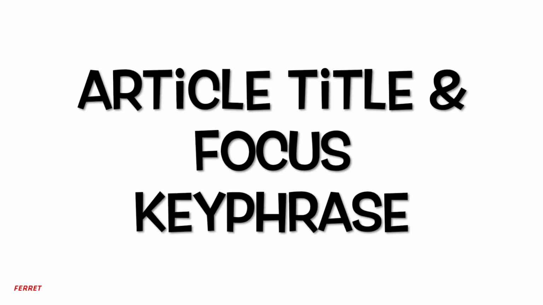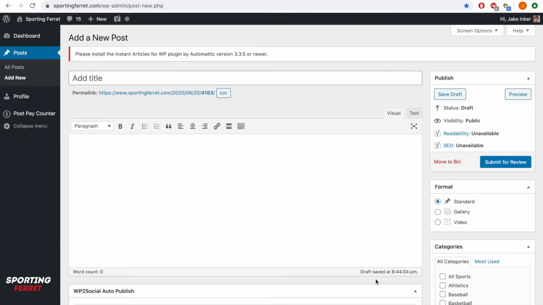So the first thing we're going to do is come up with an article title and figure out our focus key phrase. This is one of the most important things in terms of getting your article found in a search engine. The title and the focus key phrase obviously has to be in direct relation to the article itself, and you need to be quite clever with how you come up with the title if you really want it to rank on the top page of Google.